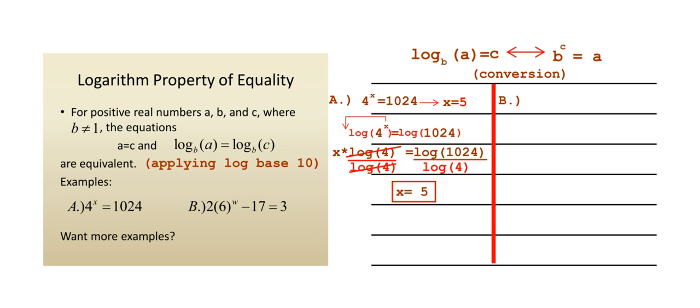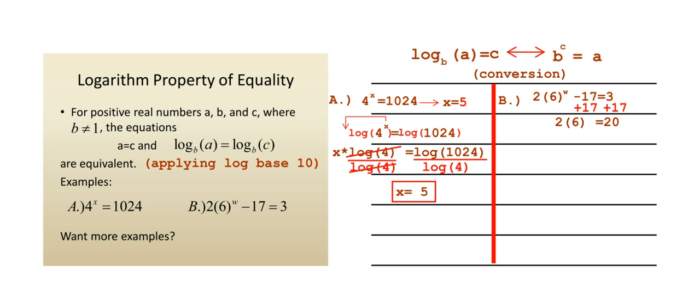So likewise, for b, we have 2 times 6 to the power of w minus 17 equals 3. Be aware in this case, we have a little bit of extra work before we can bring down the w. So I recommend you get rid of everything you can to the other side before worrying about converting or applying. So let's get rid of the 17, since that's straightforward, it's just being subtracted. The opposite is to add it to the other side, so plus 17 to both sides. Always get rid of addition and subtraction first. It makes your life easier.